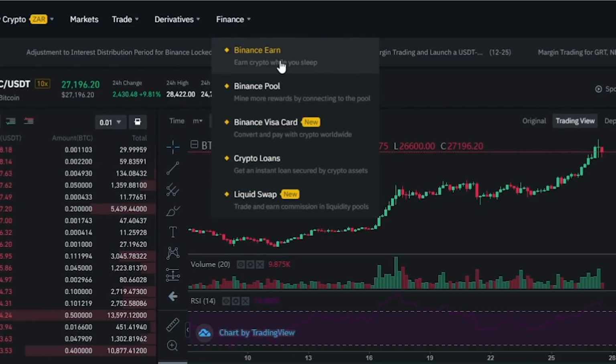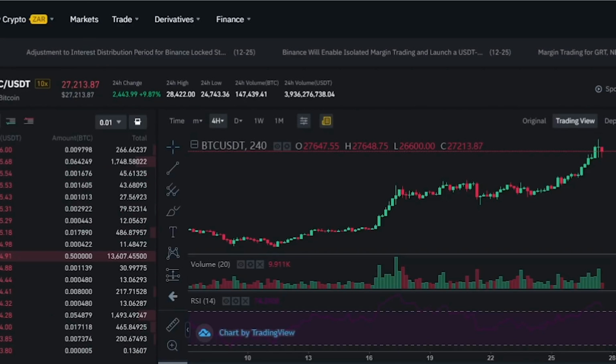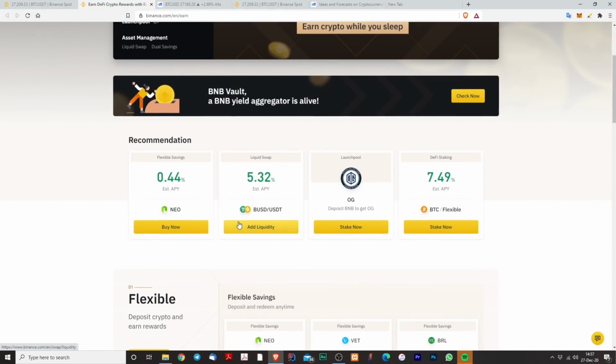So Binance has so many things going on right now, DeFi-related products that allow you to earn on your money while you sleep, right? By simply staking your money, keeping your money in Binance in different types of products, you can earn a small amount of money over time while you're keeping it.